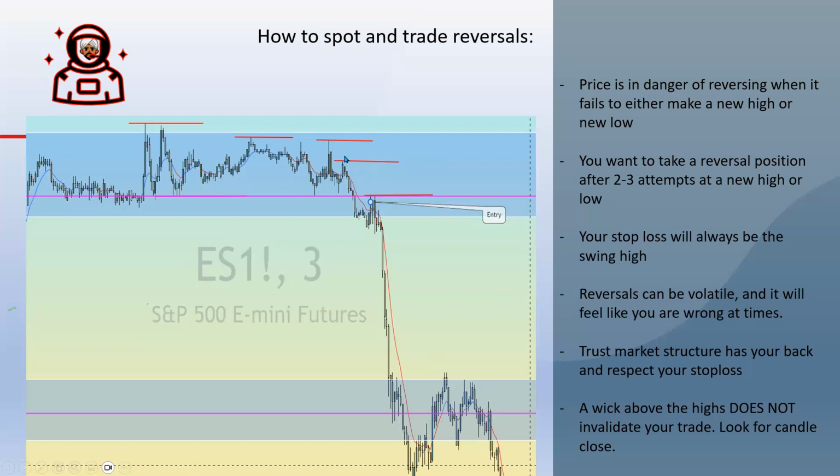So a wick above the highs doesn't invalidate your trade. You want to look for a candle close above the swing high, okay? So you can definitely wick up there and get rejected. And you can see it right here as well. This kind of wicked up to here, and that, to me, doesn't invalidate the short setup because all it was is a wick, right? And that applies, again, to every time frame, right?